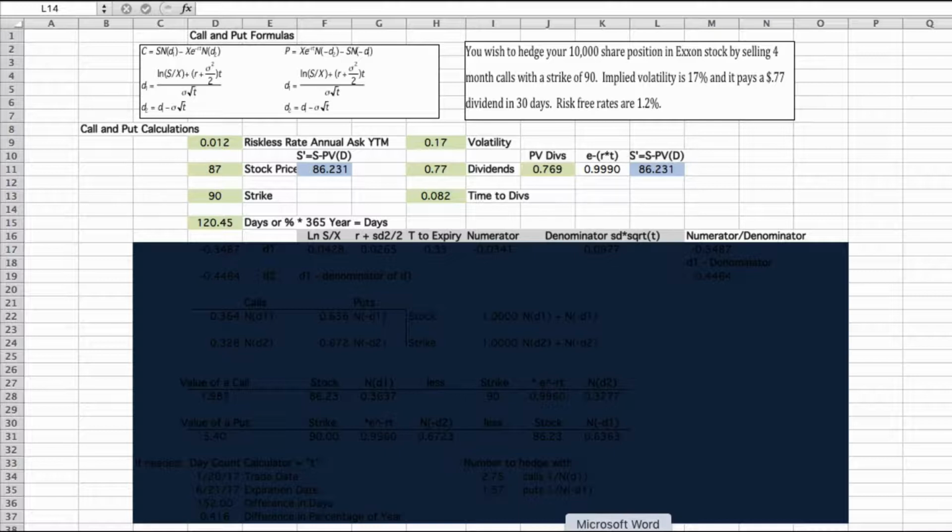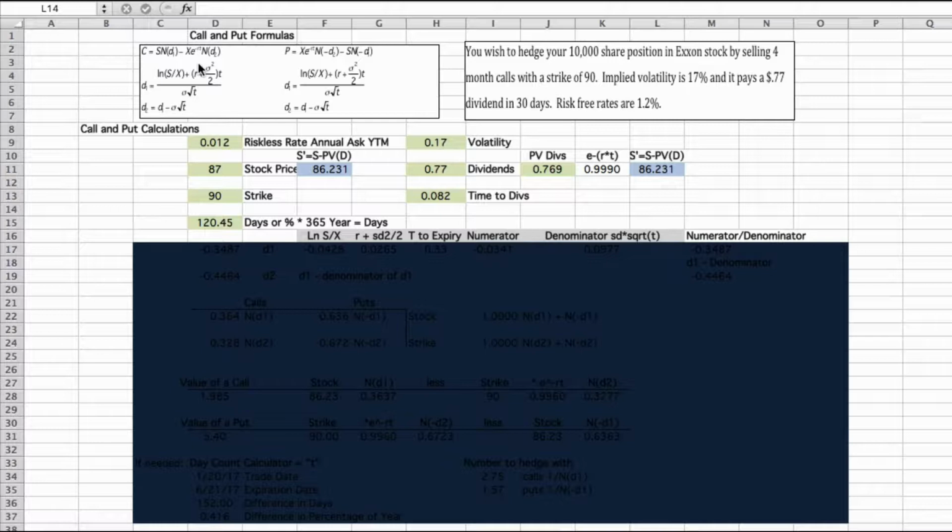And more than likely there's a 77-cent dividend 120 days away, but we'll just work with this one. And the risk-free rate's 1.2%. So, call formula. We're going to deal with ND1, ND2, the stock minus strike, present value of strike.